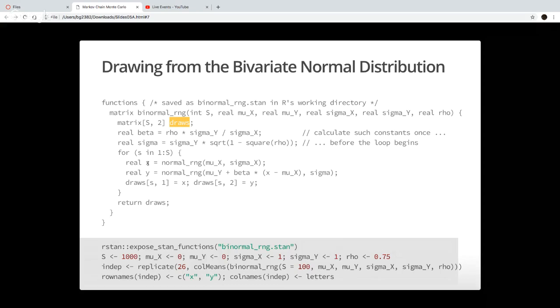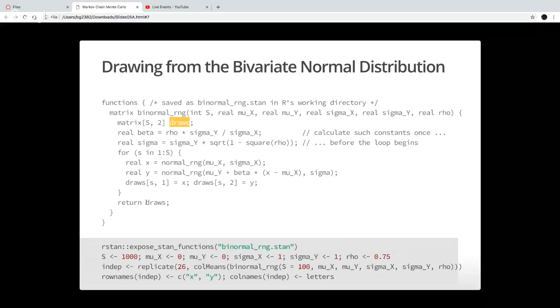I take a realization X from the marginal normal distribution mu X, sigma X, and then I use that realization of X along with beta and sigma to draw from the conditional normal distribution of Y given X. Now X and Y together are a draw from the bivariate normal distribution that I want. And so I just stick X into the first column and Y into the second column at the Sth row.